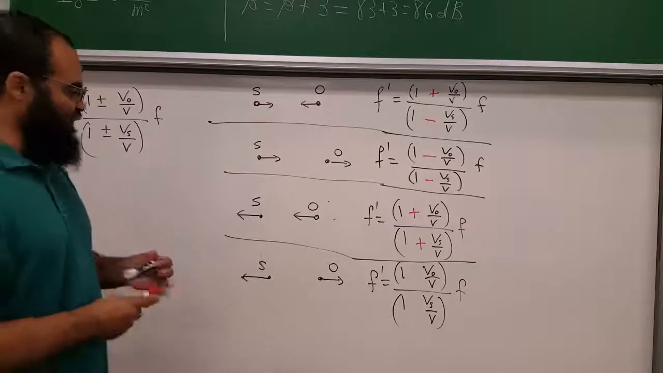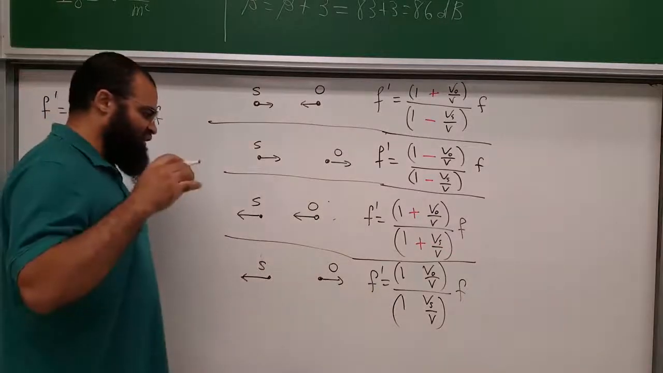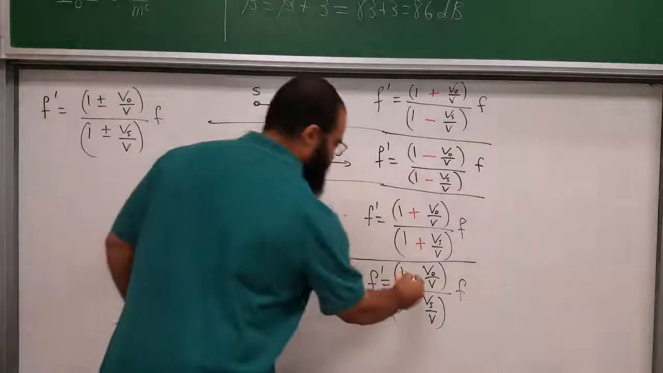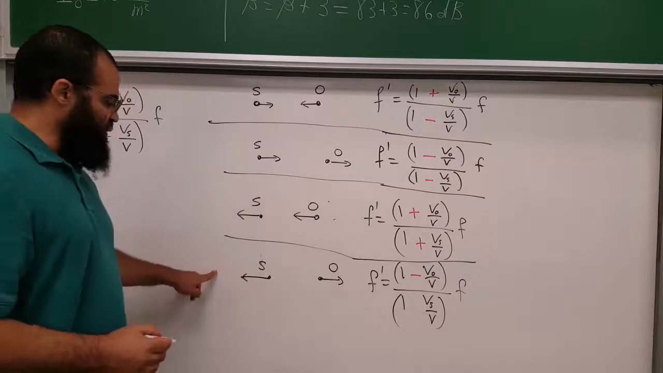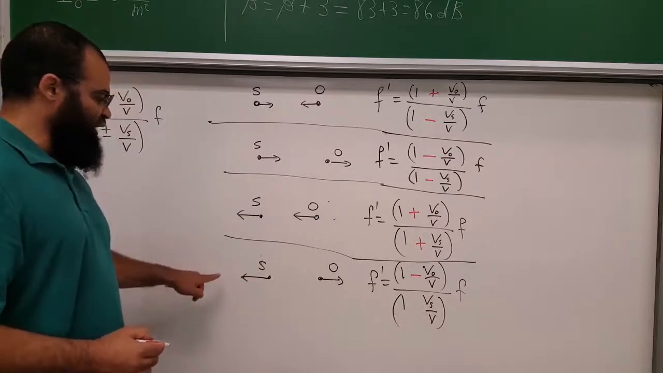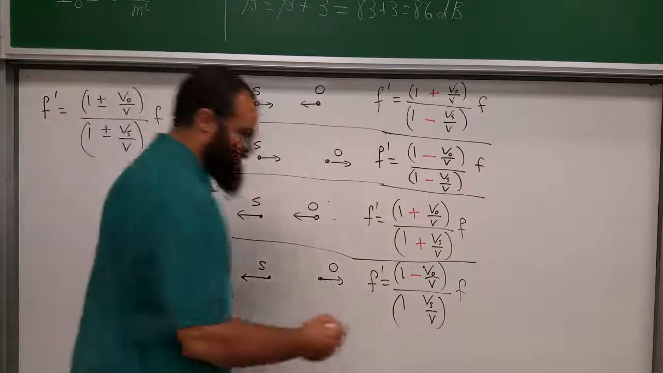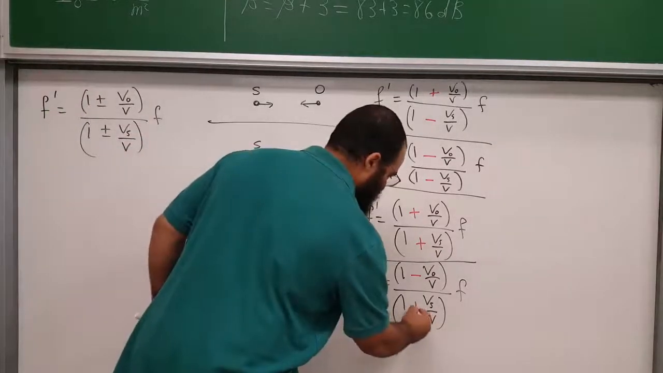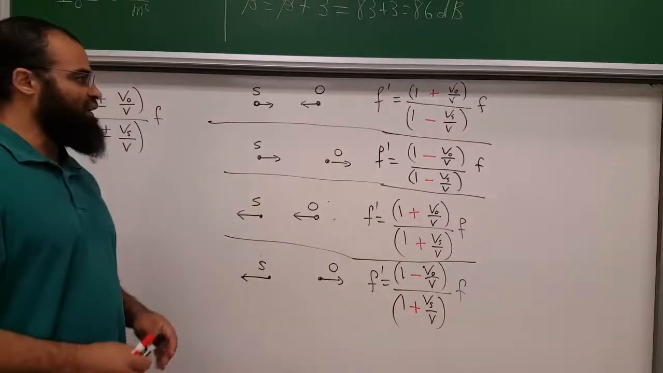The observer is moving away from the source. That means the observer is trying to make the frequency smaller. Smaller numerator, smaller overall fraction. The source is moving away from the observer, so the source is trying to make the frequency smaller. Larger denominator makes the fraction smaller, so larger denominator, add. So these are the 4 possibilities that you might have, all right?